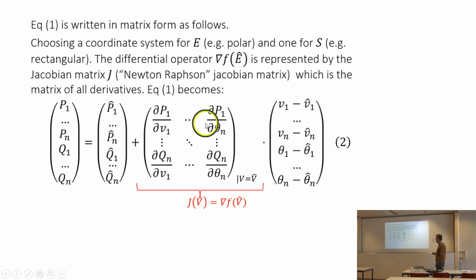I can invert it if this matrix is invertible. This matrix is invertible if we are at a non-singular point of the grid. Singular points are points where there is what is called voltage collapse. So when you reach a singular point in a grid, something bad will happen. So typically, we operate far from those points.